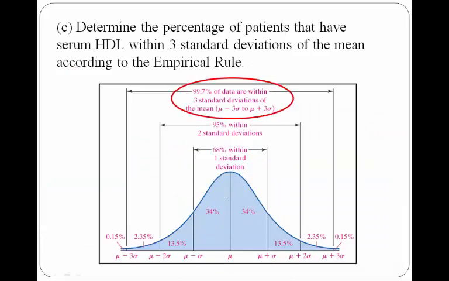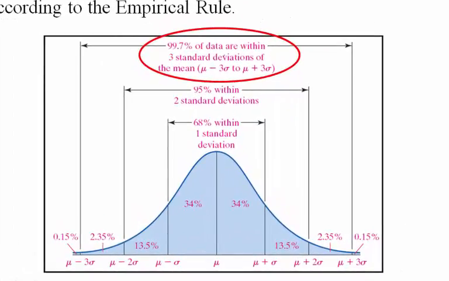Part C, determine the percentage of patients that have serum HDL within 3 standard deviations of the mean according to the empirical rule. Well, the empirical rule says that within 3 standard deviations, you'll find 99.7% of the data in your sample. So that's the answer to this problem. The percentage of patients that have a serum HDL within 3 standard deviations of the mean would be about 99.7%.